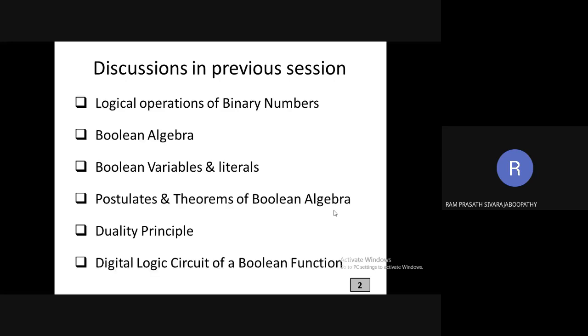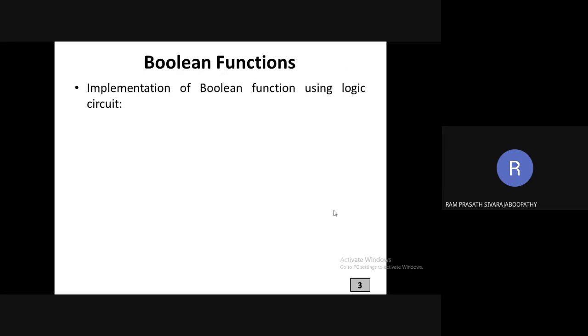Then we discussed the digital logic circuit of a given Boolean function, how to build a digital logic circuit for a given Boolean function. So we will continue today's session from where we stopped. Implementation of Boolean function using logic circuit. The function f2 = w'z + wz'(x + y'). We can pronounce it as w bar z plus w z bar into x plus y bar.